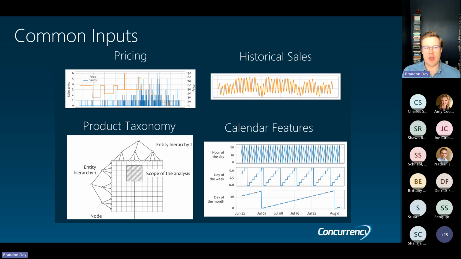So what goes into these things, right? What do you use to predict demand? There are really 4 common inputs, and you don't need all of them, but it often helps. So you've got pricing information, product taxonomy information, calendar feature information, and then historical sales, the thing that you're trying to forecast.